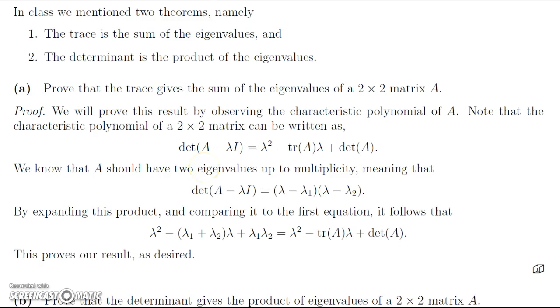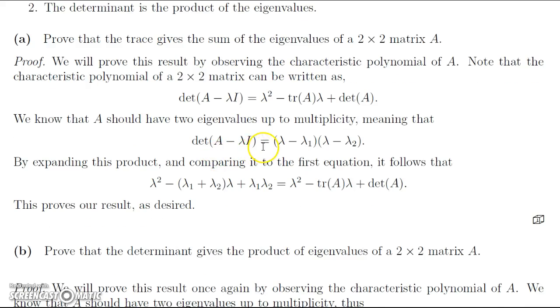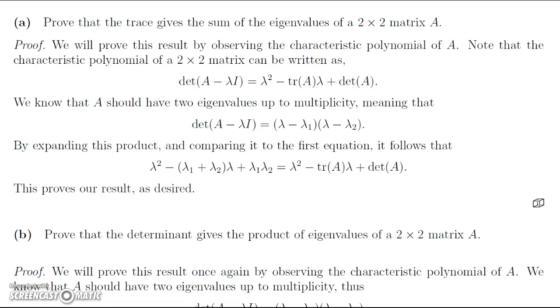I think the proof's really neat, so I just want to share it with you guys. Okay, so let's just jump into the first proof in part A, which actually also gives a proof for part B as well. So prove that the trace gives the sum of the eigenvalues of a 2 by 2 matrix A.